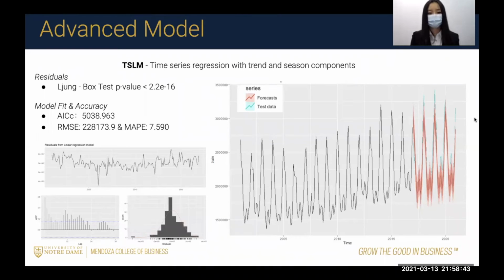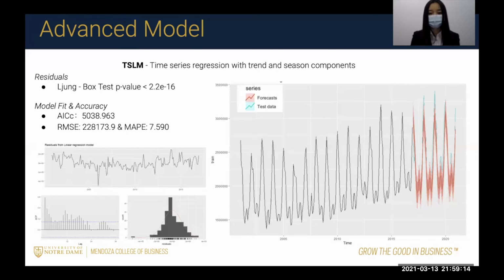After we tried out models and methods we learned in the class, we are curious about how other advanced models perform on our data. So we tried additional 4 models. The first additional model is the time series linear model. Since there are both seasonality and trend in our training data, we use both trend and season as independent variables to analyze total consumption of natural gas.